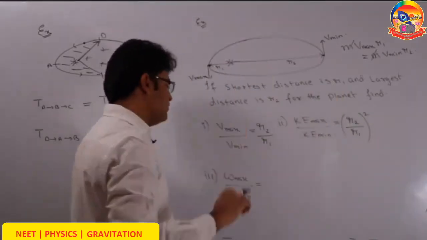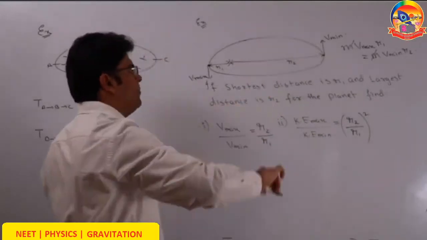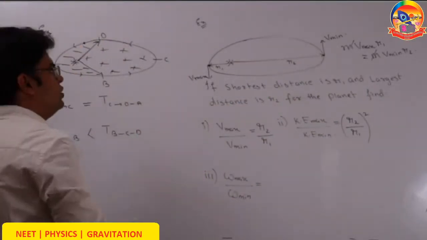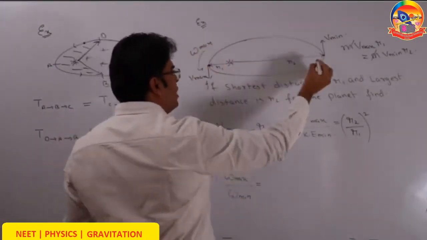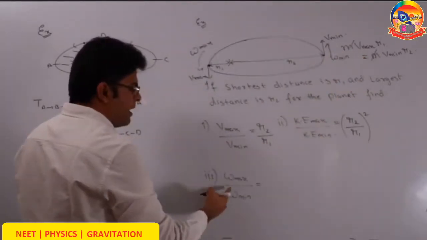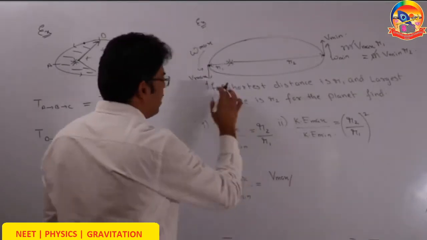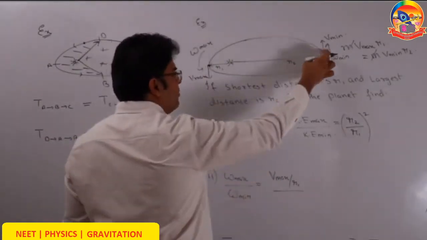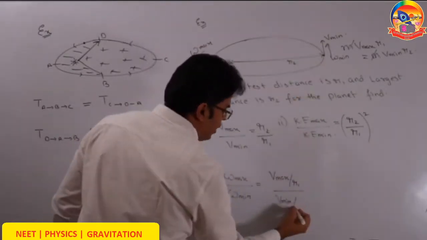The third thing that gets asked: what is the ratio of maximum angular velocity to minimum angular velocity? It turns quicker here around A. So around A, the closest point, angular velocity is maximum, and here angular velocity is minimum. Now see, you can write omega max upon omega minimum equals V max by R1, and omega minimum can be written as V minimum by this maximum distance R2.